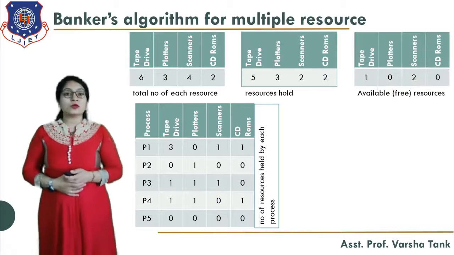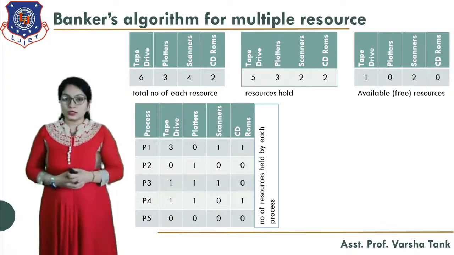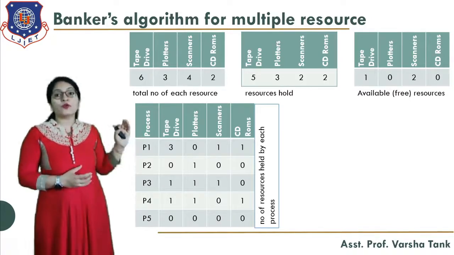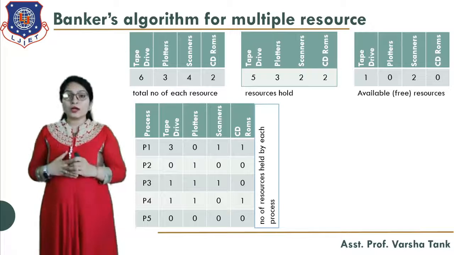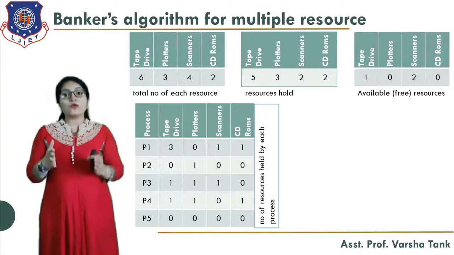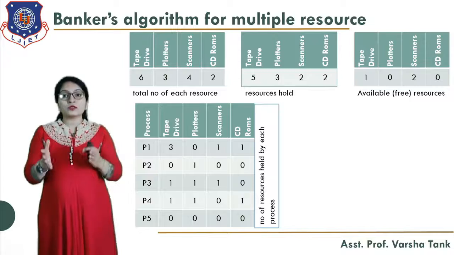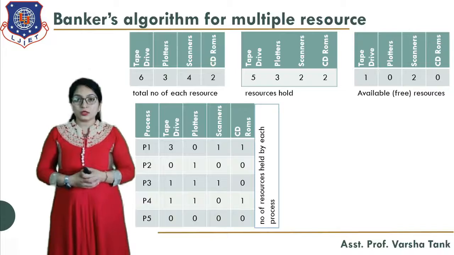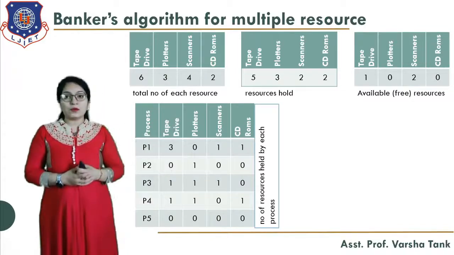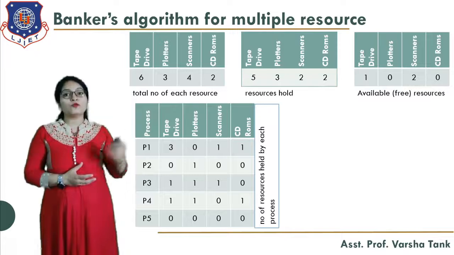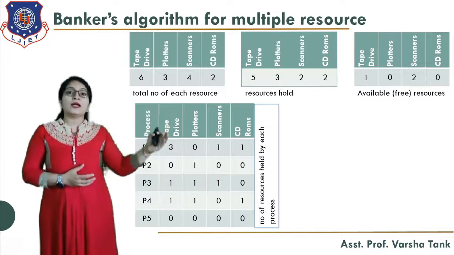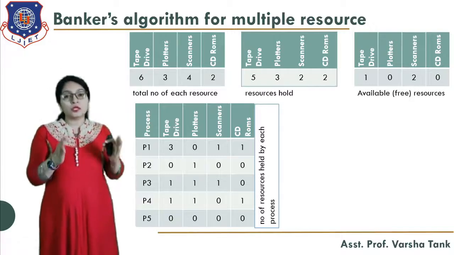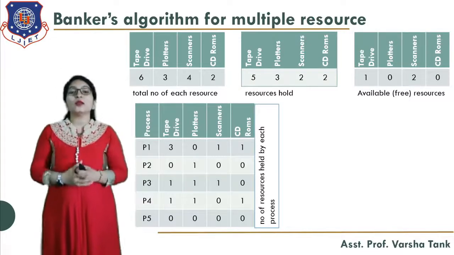Now next we will see the total available free resources. Total we have 6, 3, 4, 2 resources, and allocated resources are 5, 3, 2, 2. So now we can subtract this held resource from the total resources, so we can see the free resources. 6 minus 5, that is 1 tape drive. 3 minus 3, that is 0 plotters. 4 minus 2, that is 2 scanners, and 2 minus 2, that is 0 CD-ROMs. So now we have 1, 0, 2, 0 resources free right now.